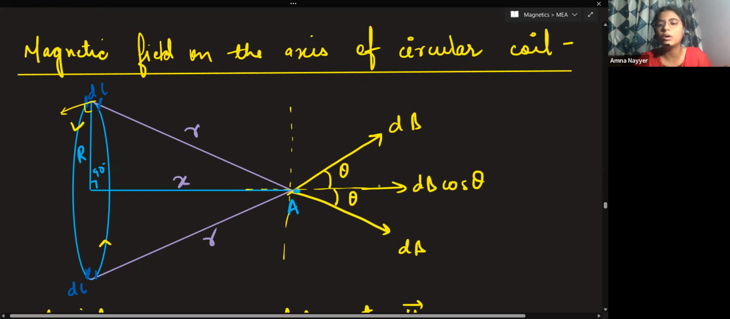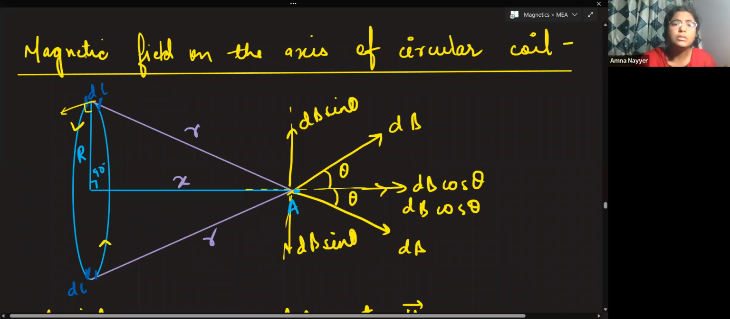So this becomes dB cos theta. And the perpendicular to it, this part will become dB sine theta. Now see, this was just two DLs that I had considered. At all the diametrically opposite ends, there will be DL. So all the cos theta components, because of the current element DL, will lead in which direction? Will lead in the x-axis.